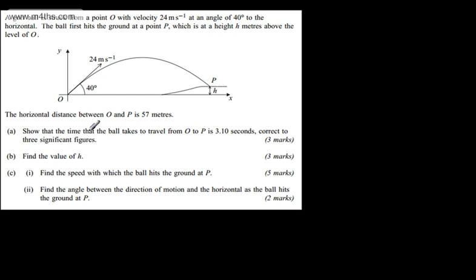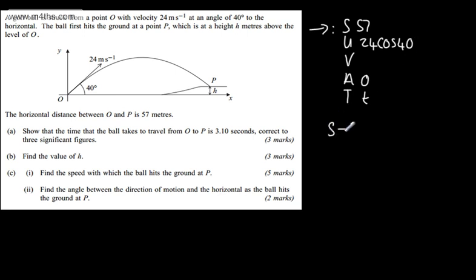In part A, for 3 marks, we need to show that the time the ball takes to travel from O to P is 3.10 seconds, correct to 3 significant figures. This time we're going to start with the horizontal. Collecting the information, horizontally we've got 0 acceleration, a displacement of 57 meters, and an initial velocity of 24 cos 40 degrees. We need to show that the time taken, which I'm going to call t, is 3.10.